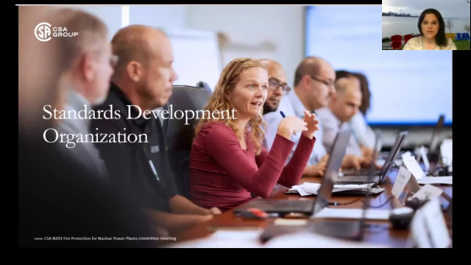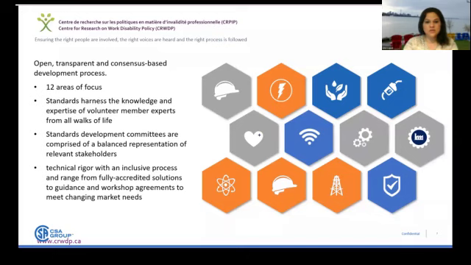So with the standards area, it comprises volunteer individuals. There are currently 10,000 volunteer members, 3,000 standards, and I'm going to say over 1,000 technical committees. So the standard that we're going to be speaking about, the Z1011 Disability Management Standard, is in part of the focus area of occupational health and safety. It also falls into the area of focus which is health and well-being. At CSA, in the standards development organization, there are 12 areas of focus.